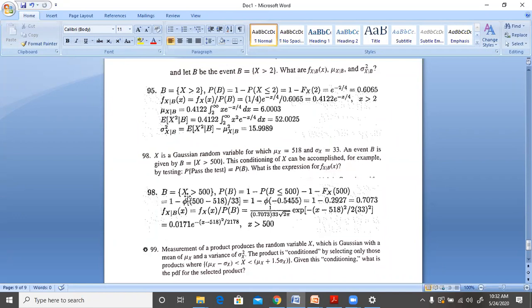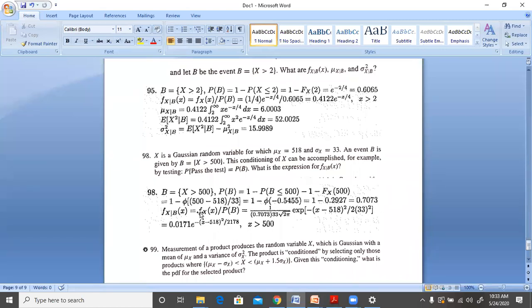So b equal to x greater than 500 will give pb equal to 1 minus P of x less than 500, that is equal to 1 minus Fx of 500, and that we can write, normalizing, as 1 minus phi of (500 minus 518) divided by 33, and that will give us 1 minus phi of minus 0.5455. Or you can write this as 1 minus phi of 0.5455 plus 1 minus of 1 minus phi of 0.5455, and the 1 will cancel, and we are just left with phi of 0.5455, which will turn out to be just this quantity.